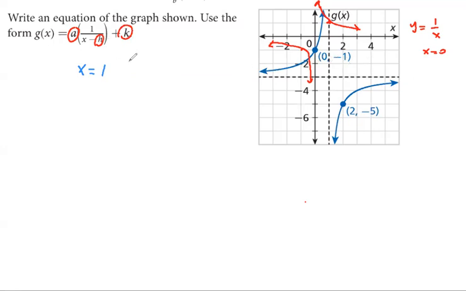So that means h has to be our answer for this asymptote. I'm going to write this as the asymptote, which is equal to x equals 1. Which means h is 1. Okay, so that is something: 1 over x minus 1.